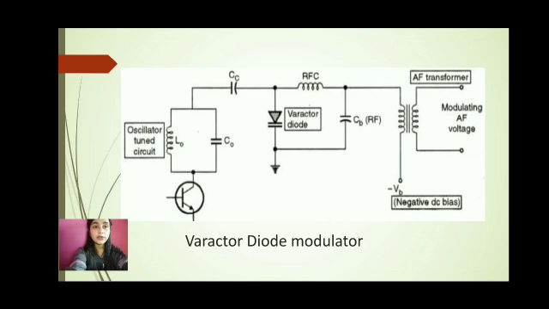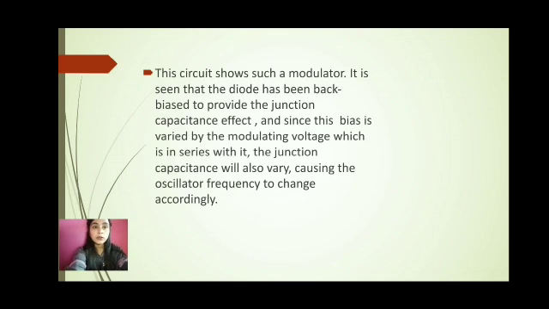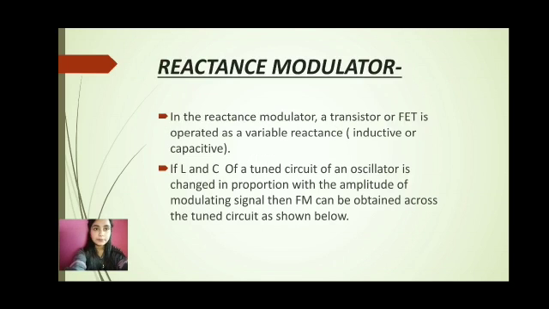Here is a radio frequency coil, which is responsible for preventing the high carrier signal from reaching the modulator. And the diode has been back biased to provide the junction capacitance effect. Since this bias is varied by the modulating voltage which is in series with it, the junction capacitance will also vary, causing the oscillator frequency to change accordingly.